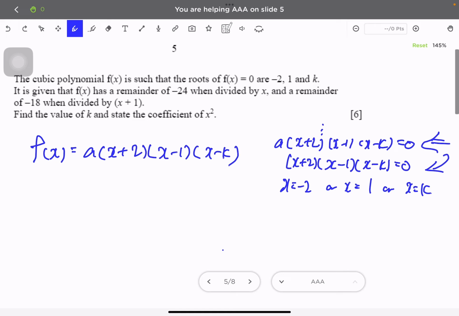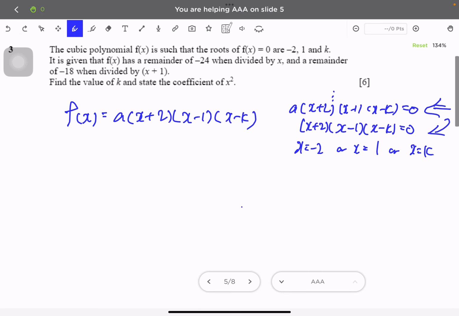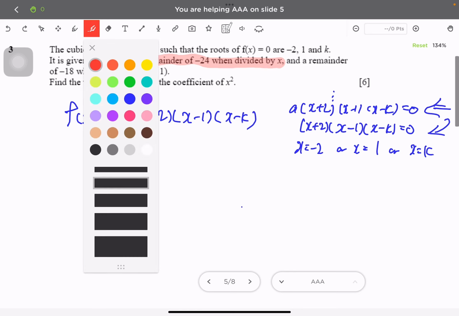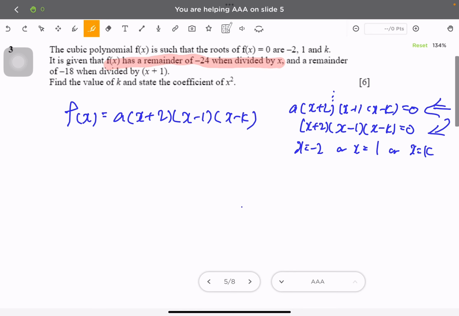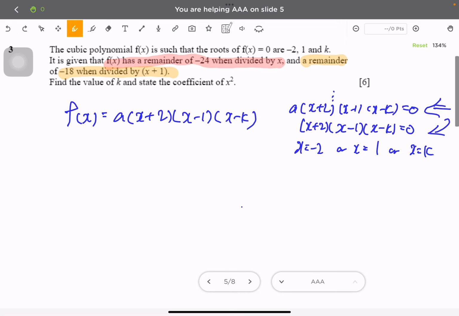So it's given that f(x) has a remainder of minus 24 when divided by x, and a remainder of minus 18 when divided by x plus 1. Okay, so this part looks a bit confusing when I talk about it. f(x) has a remainder when divided by x. But if I look at the other one, the remainder of minus 18 when divided by x plus 1, let's say I do the orange color one first.